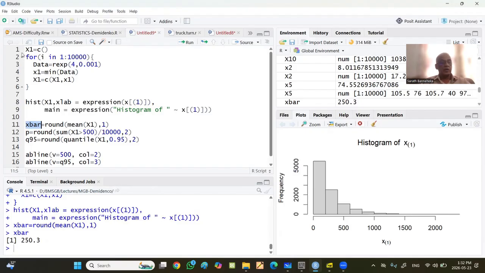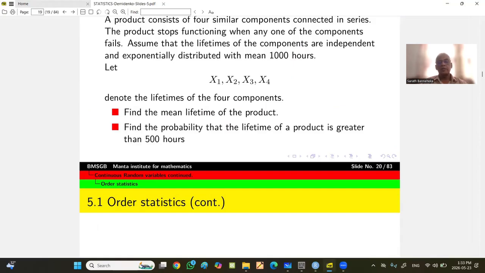Now the second question asks, find the probability that the lifetime of the product is greater than 500. So how do I find that? First, I want to find out of these 10,000 X1 values, how many X1 values are greater than 500. That number has to be divided by 10,000 to get the probability. So let's do that.